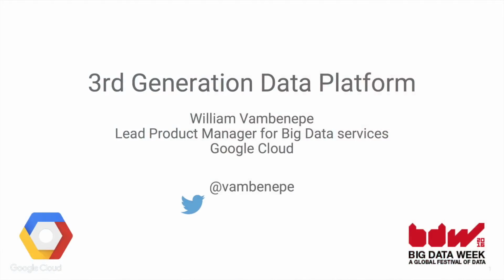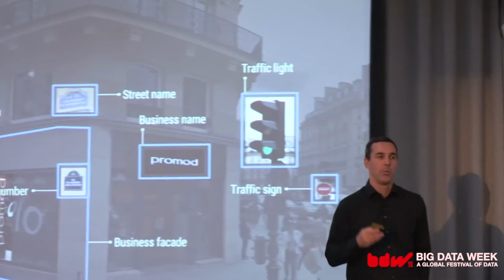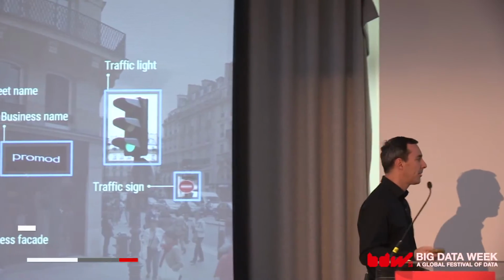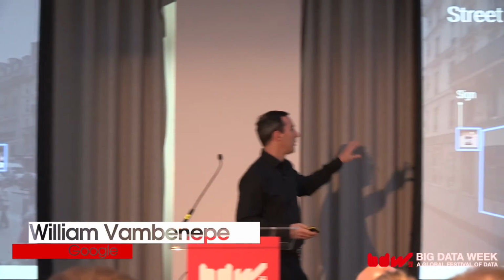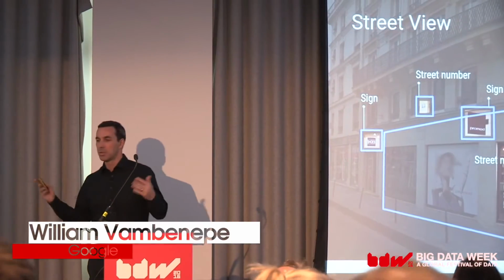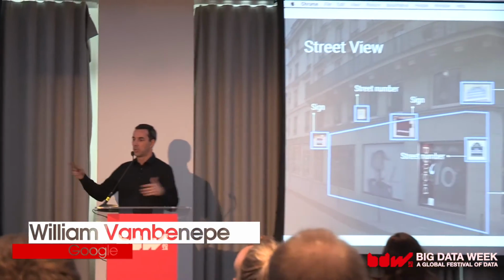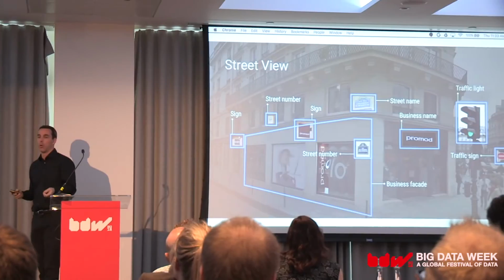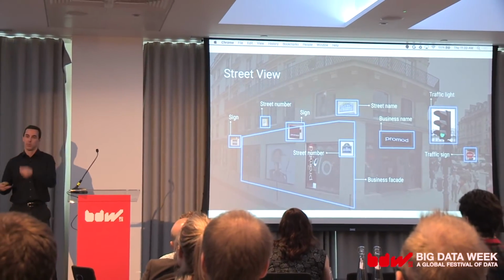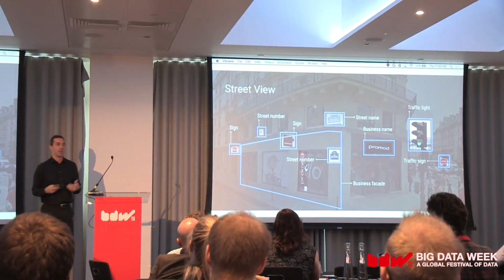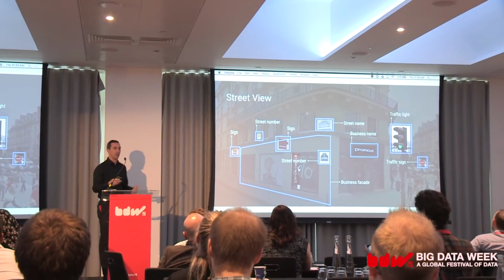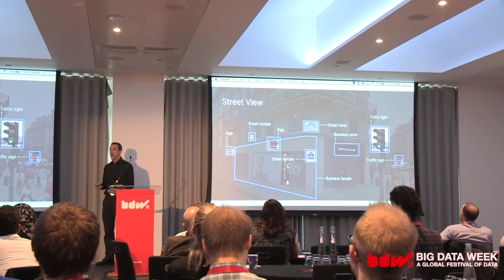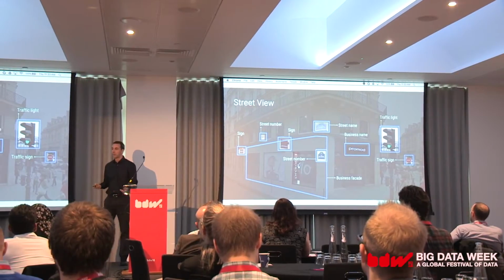And so now my current role is to lead the product management team for big data services on Google Cloud Platform. And to illustrate why I want to talk about third generation data platform, I'd like to take one example of Street View. So, when Google started to send cars around to take pictures of all the streets, there was only one goal. It was a cool feature of maps. You look at a place, it would be nice to see what the place looks like, and so let's send cars around, take pictures so we can display that. That really was the whole point of Street View.